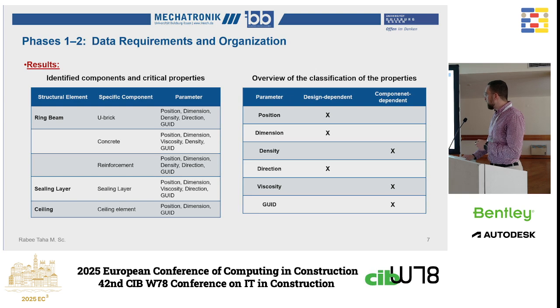And for each of these components, the most important parameters were identified: position, dimension, density, direction, guide, the global unique identifier. And these parameters were then split into design-dependent and component-dependent. Position was more design-dependent, dimension the same case. Density is, of course, component-dependent. Direction, again, design-dependent, and the last two being component-dependent.